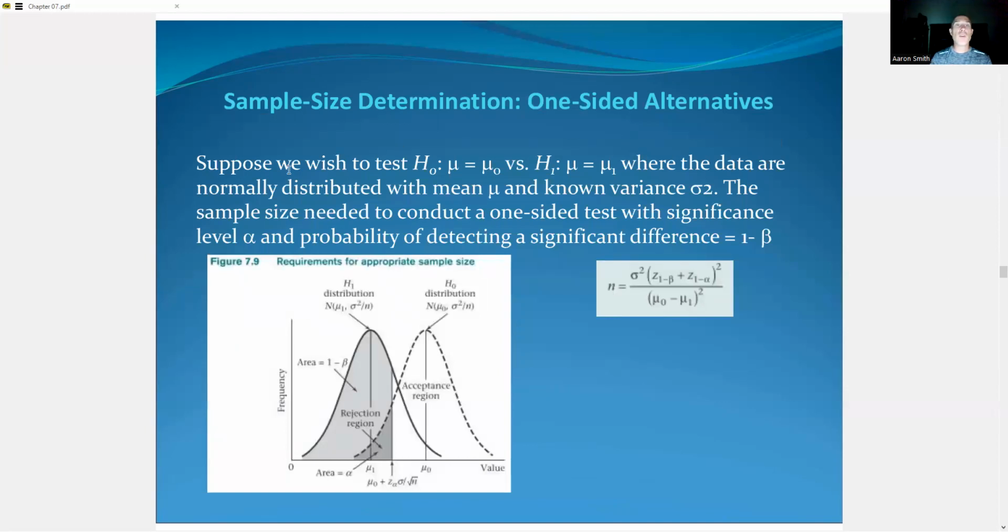Now, sample size determination, one-sided alternative. Suppose we wish to test that mu is equal to mu naught versus mu equals mu1, where the data are normally distributed with mean mu and known variance. The sample size needed to conduct a one-sided test with significance level alpha and probability of detecting a significant difference of 1 minus beta is found by working through the calculations. We'll actually be able to figure out, using just some college algebra, what the n should be, because all the other values are set down and fixed.